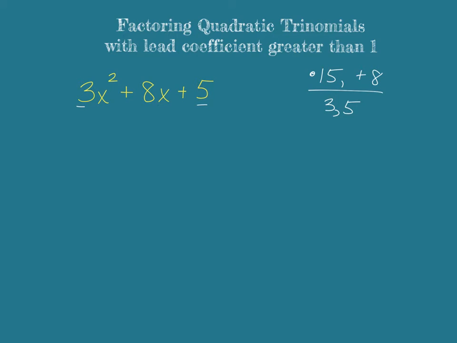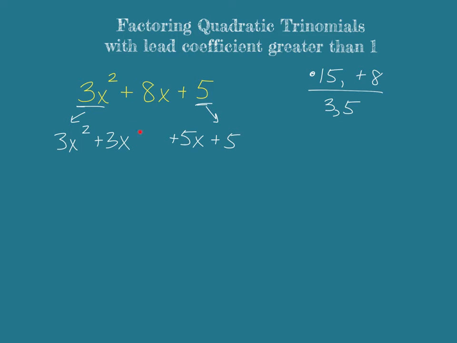So what we do now is we rewrite, so the 3x squared comes down and so does the 5. But this 8x in the middle, that actually gets rewritten as the sum of these two values, 3x and 5x. We can write them in either order. So all I did just now was rewrite this trinomial as a four-termed polynomial. I have this little gap here because we're going to do what's called factoring by grouping.